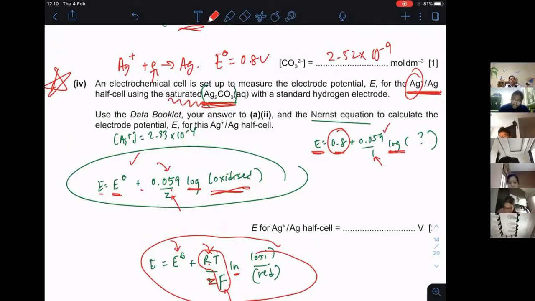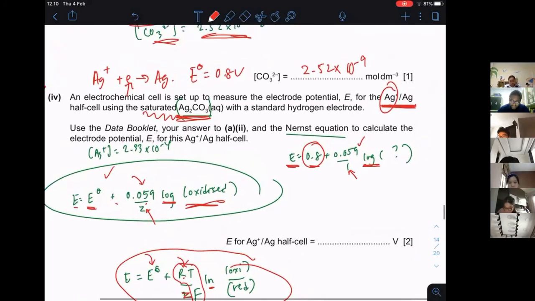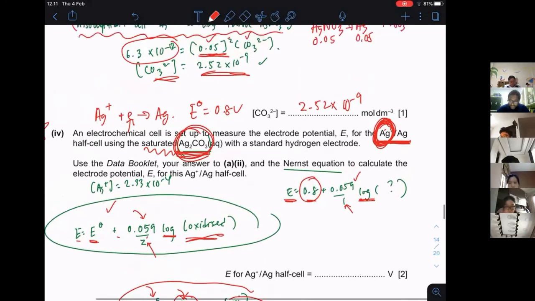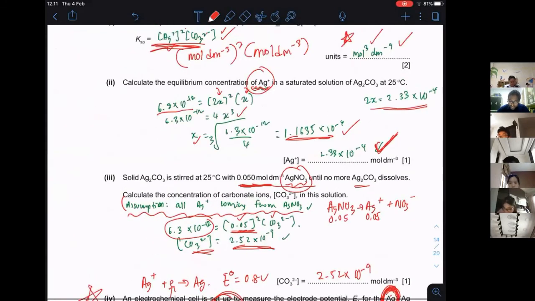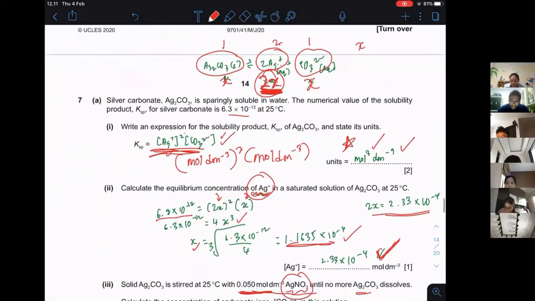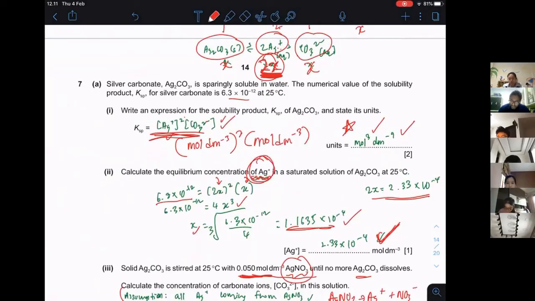The oxidized version is Ag+. And for Ag+, rather than looking at the Ag+, we just look at the silver carbonate. If you look at the silver carbonate earlier, you see that the concentration of Ag+ is 2x. Or when you calculate the concentration of Ag+, I times by 2.